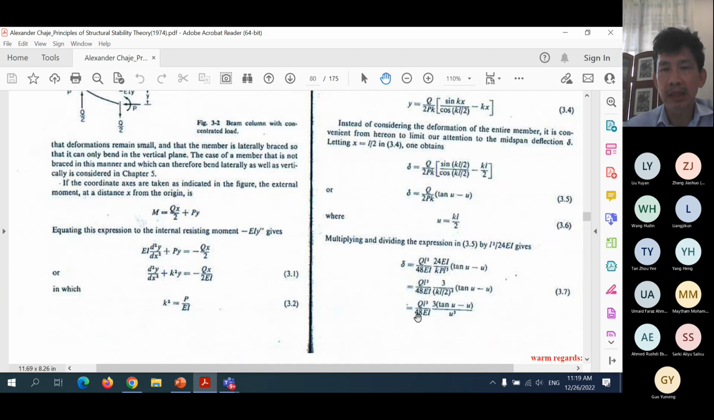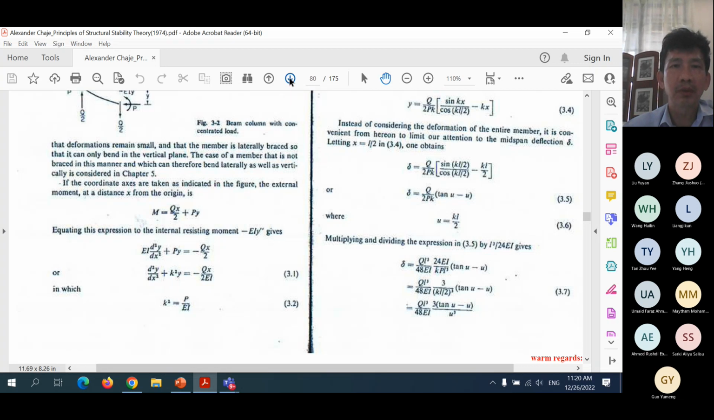So we multiply this, which is the deflection of the beam column at midspan without P, which is basically a beam only, with this expression here. By doing this, we can relate what happens if P is not acting compared to when P is acting to delta. So this is just the process here. 3.7 is actually the same as 3.5, just that we want to make this term appear.